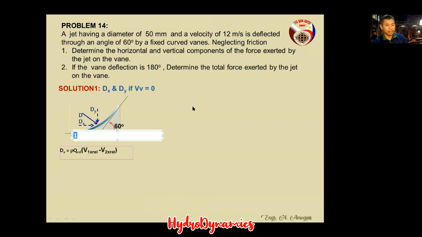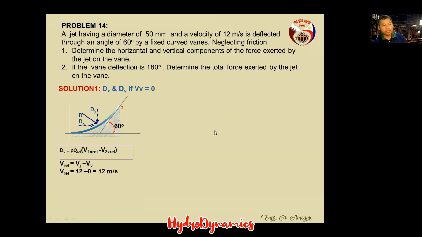Okay? And yung 0.2, of course, yung sa exit side. So, ito yung 0.2. Okay? So, velocity of the relative is jet minus velocity of the vane. So, meron tayong velocity of the jet, 12, and velocity of the vane is 0. So, relative is 12 meter per second.